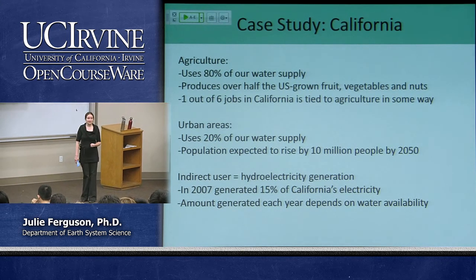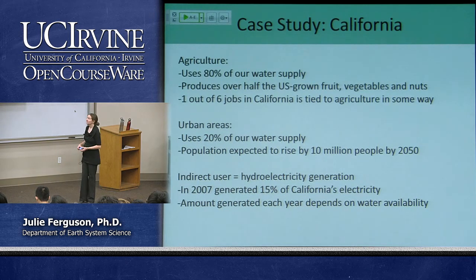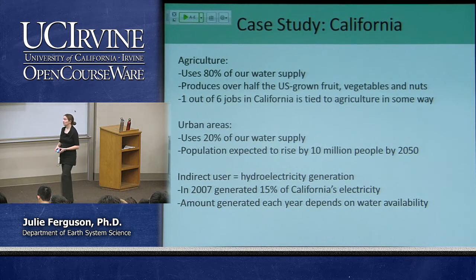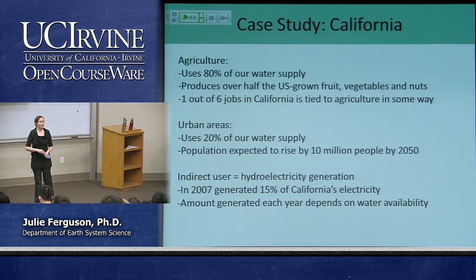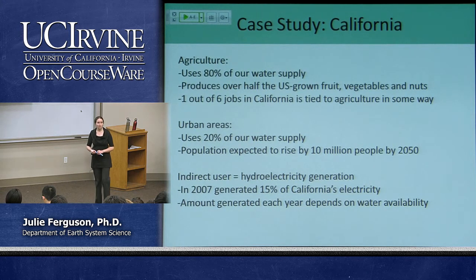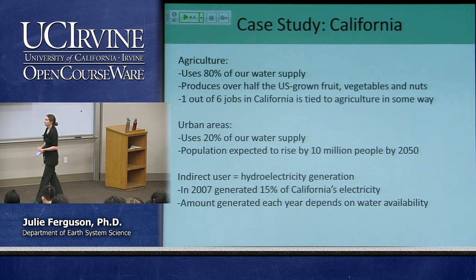We produce in California over half of the US grown fruit, vegetables, and nuts. Isn't that amazing? So that Central Valley is enormous, and it produces an awful lot of this stuff. And 1 out of every 6 jobs in California is tied in some way to that agricultural system. So it's a pretty important industry, and it's something that we obviously need to make sure that they have water.